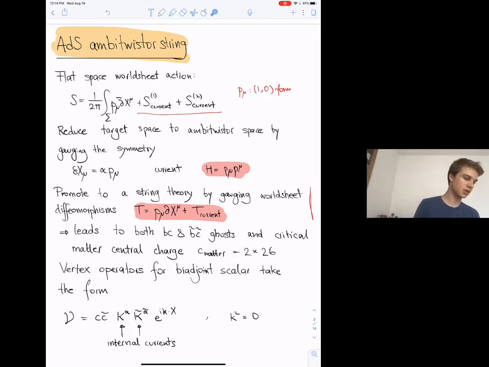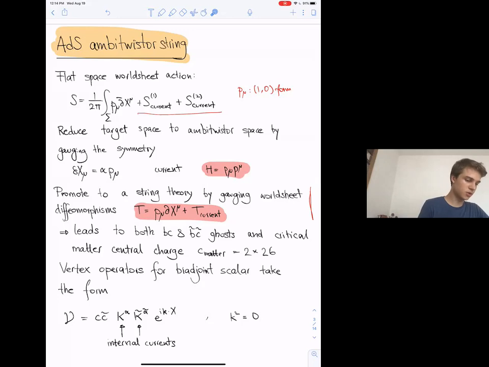And this action has, in fact, another symmetry. And that symmetry is that you can vary the X field here and send it into the P field. And that symmetry, if you gauge it, reduces the target space to the so-called ambitwistor space. And the corresponding spin-2 current is P mu, P mu. So that one looks kind of the same, P mu and del X mu and P mu, but they're not the same. They're two independent.